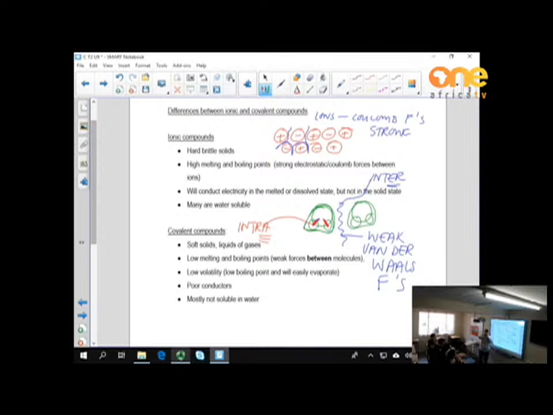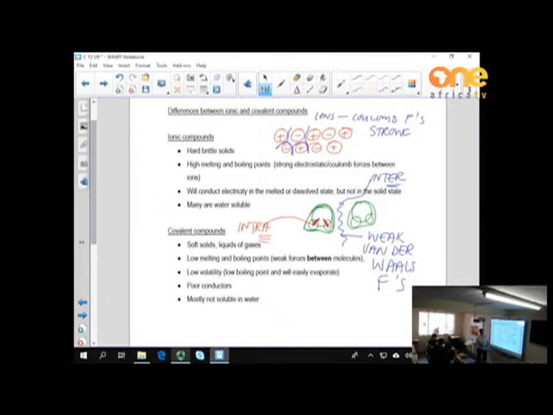My fingers are bonded onto my hand. Okay? I can't break off a finger very easily. That's like the forces inside the molecule. But my two hands can be held together by weak van der Waals forces. All right, an image. So it's not within the molecule, it's between the molecules. All right, and from that we can differentiate specific physical properties.